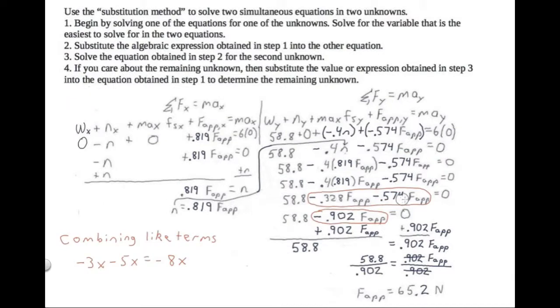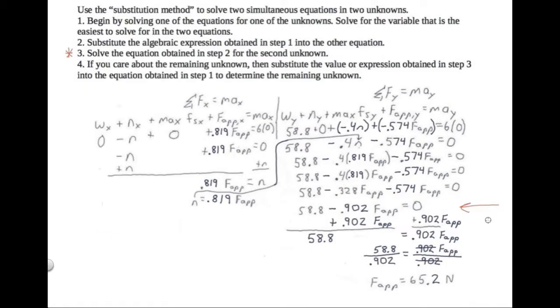Step 3 is to now solve this equation for that second unknown. To simplify this expression, we combine like terms. Here's a simpler example of combining like terms to refresh your memory for how that process works. Now at this point we have to separate this term and this term. The best approach is to take this term and move it to the right side of the equation, because that allows us to get rid of this negative sign at the same time. And then it's easy to carry out the last step and obtain that f sub applied equals 65.2 newtons.